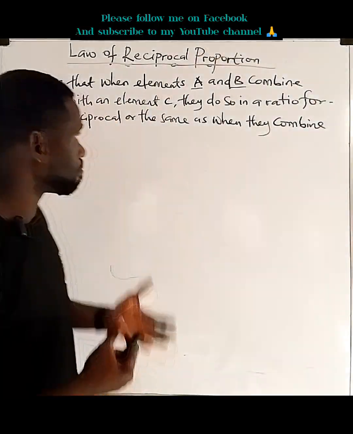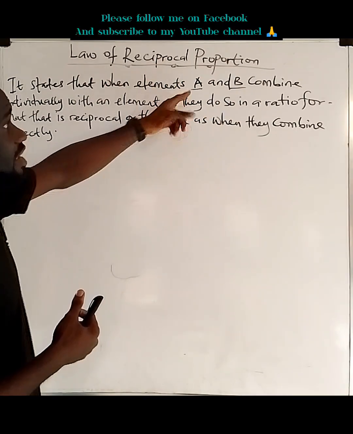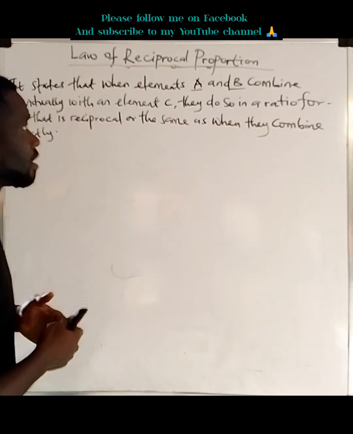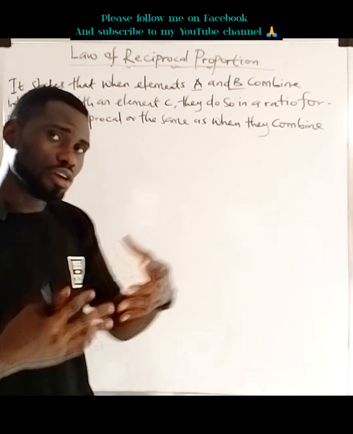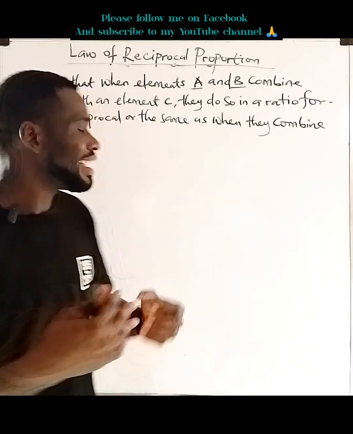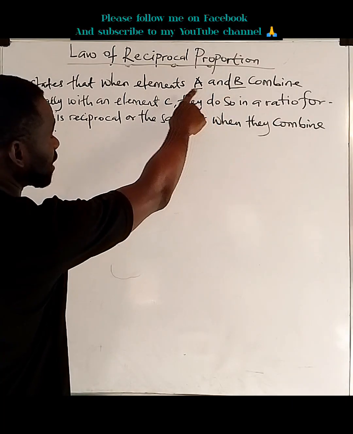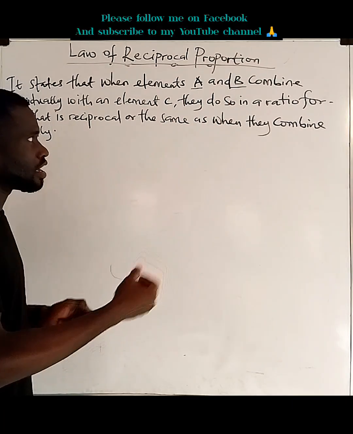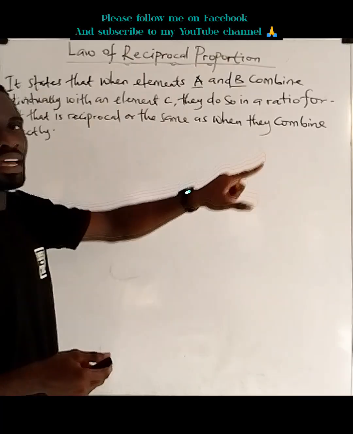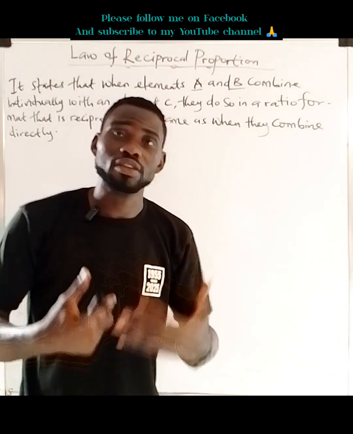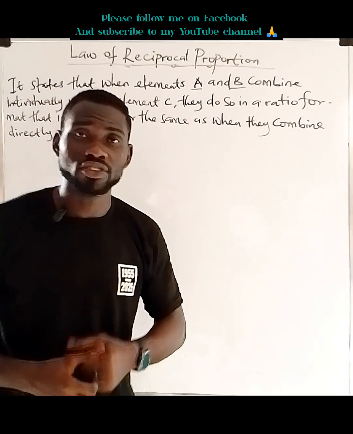So it was said that provided we have element A and element B, or let's say compound A and compound B, by the time A and B combine together, if we check the ratio at which they combine and compare it, it is the same ratio as when each of these elements combines with element C individually. That's what Benjamin Richter observed while carrying out a major experiment. This work was what Joseph Louis Proust and John Dalton built on.